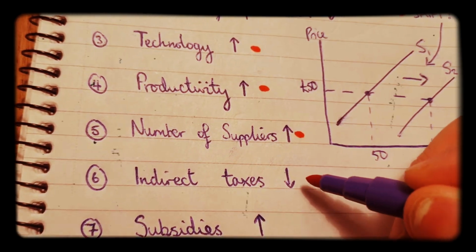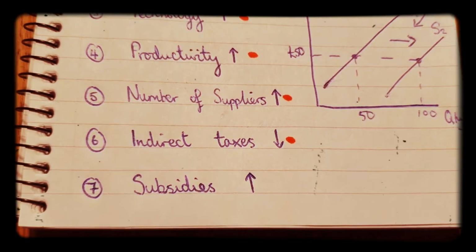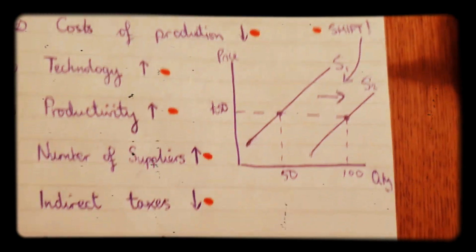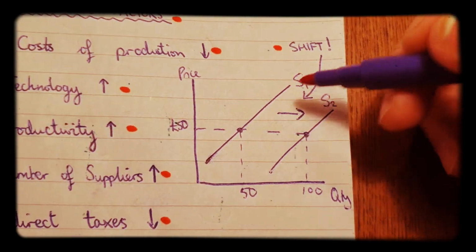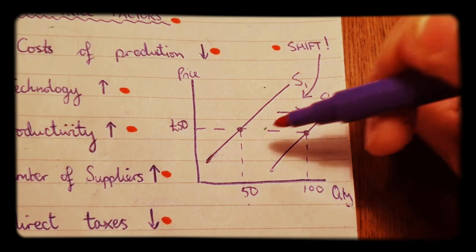Number 6, we have indirect taxes. So this is like VAT and excise duty and unit taxes. If taxes on a product were to go down, then suppliers would be able to make more of it at the same price, and that would cause a shift in supply.